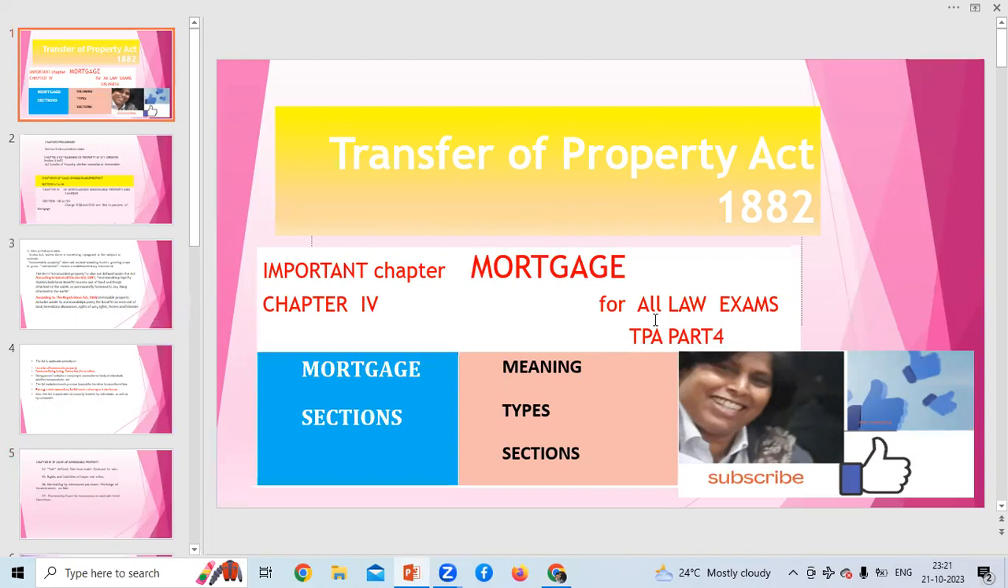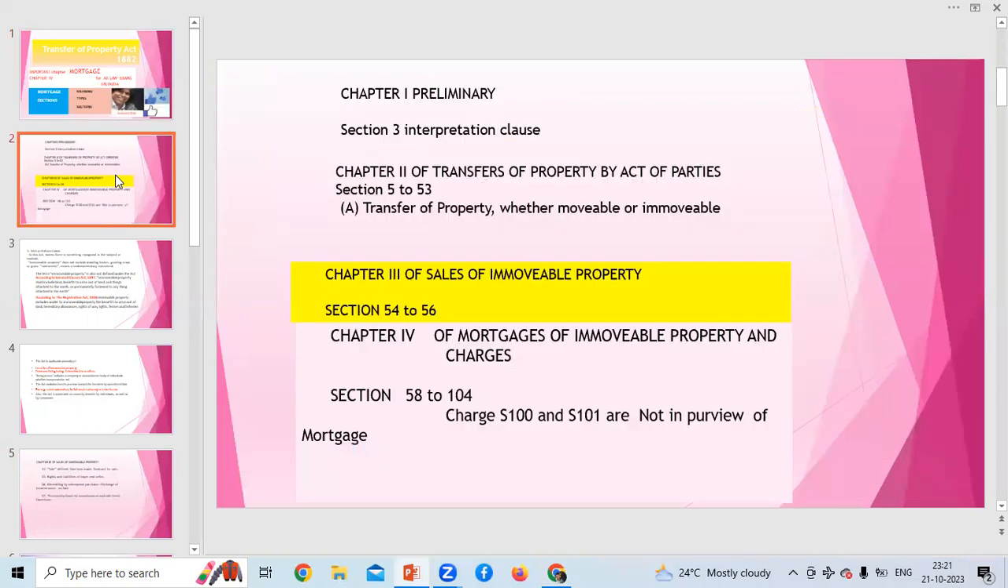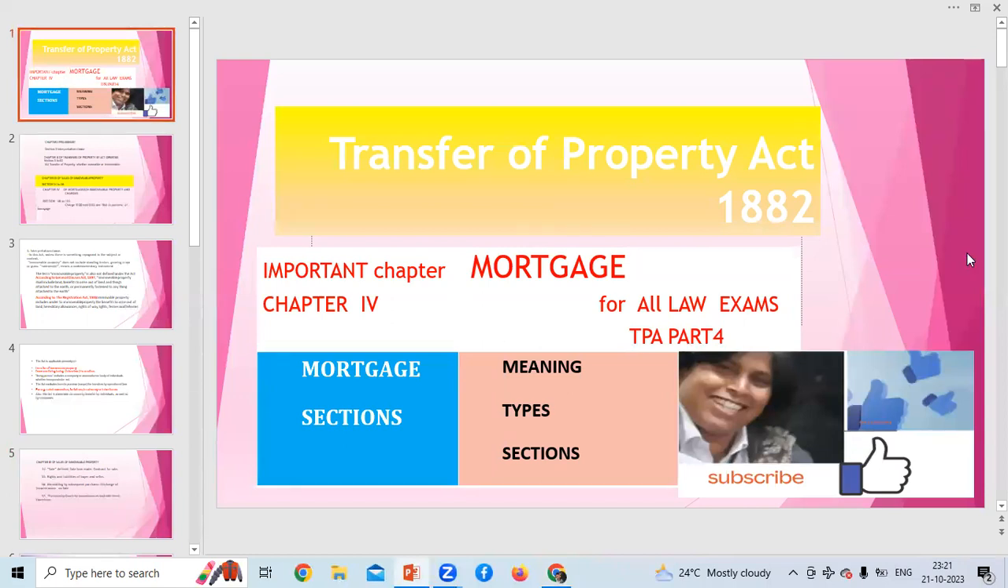Okay, chapter 4. I have jumped into this chapter only on the request of one follower, who has asked me to go for mortgage. So instead of going to the second chapter, I'll just mention it here. In this we'll have mortgage, that is chapter 4, meaning, types and sections.